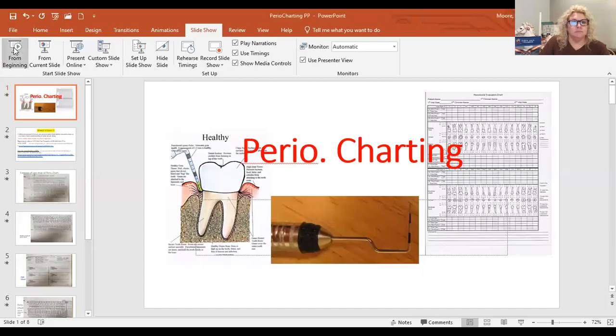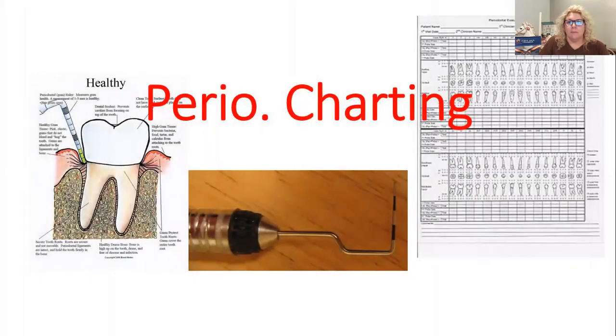Hello, everybody. Hopefully you have your Perio packet charts. If you can get those out, I'm going to start to share my screen while you get those out and get a pencil ready, okay? So I'm going to share my screen while you get stuff ready. Okay, so we're going to do some Perio charting. You should have your packet and your pencil.